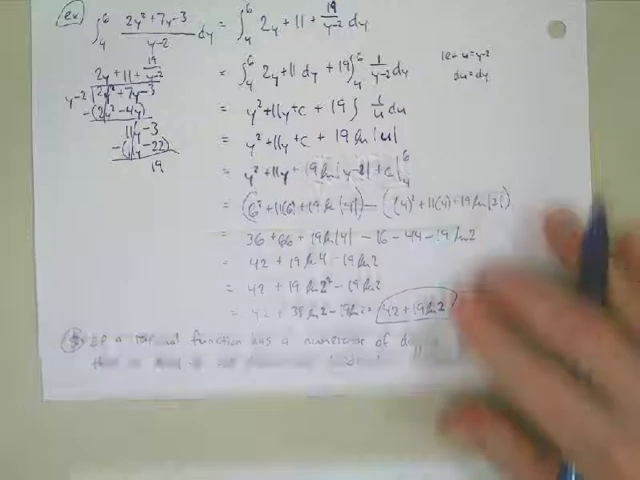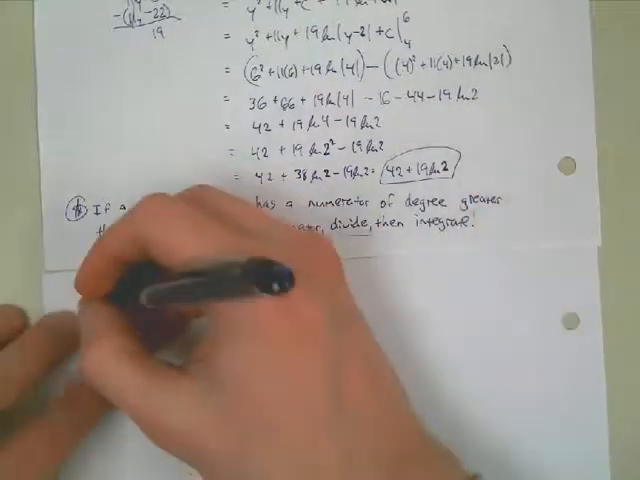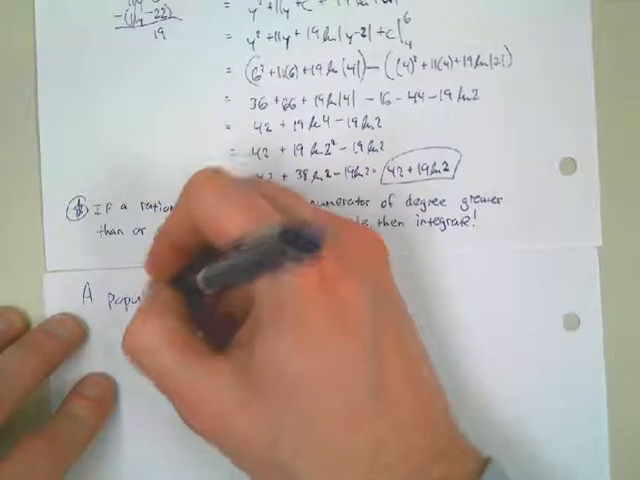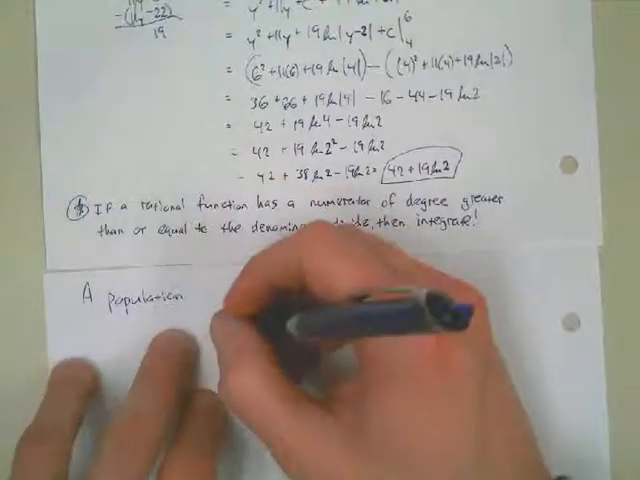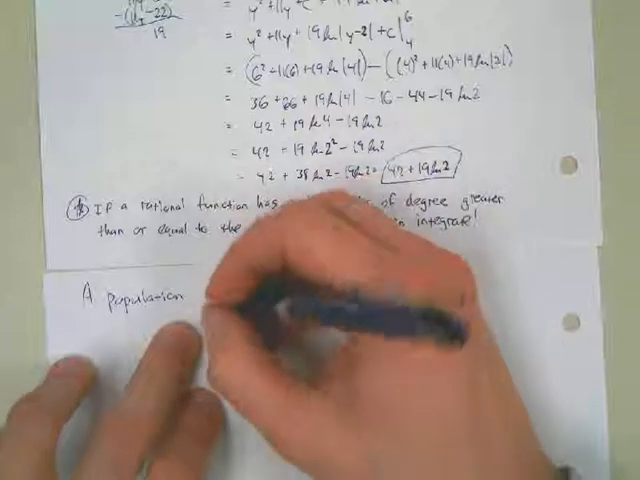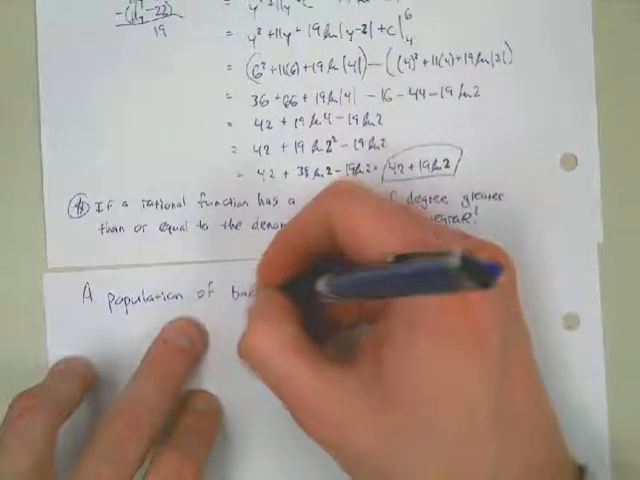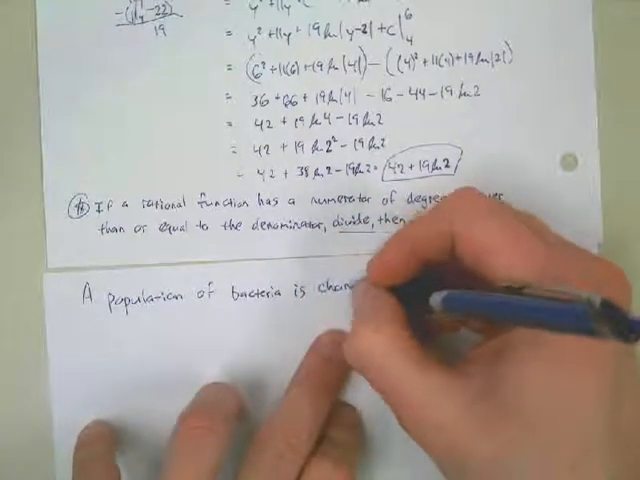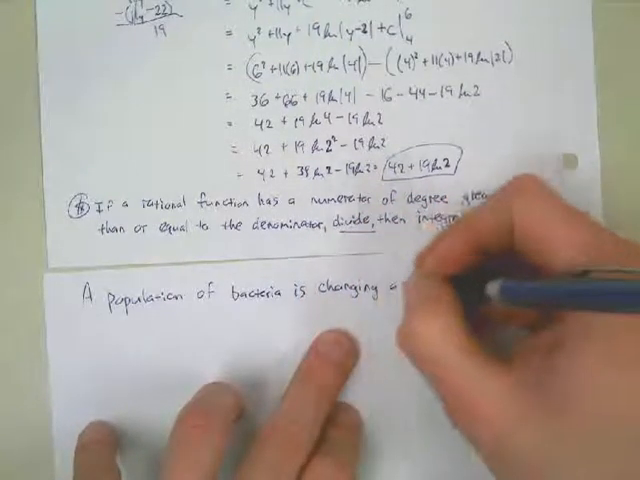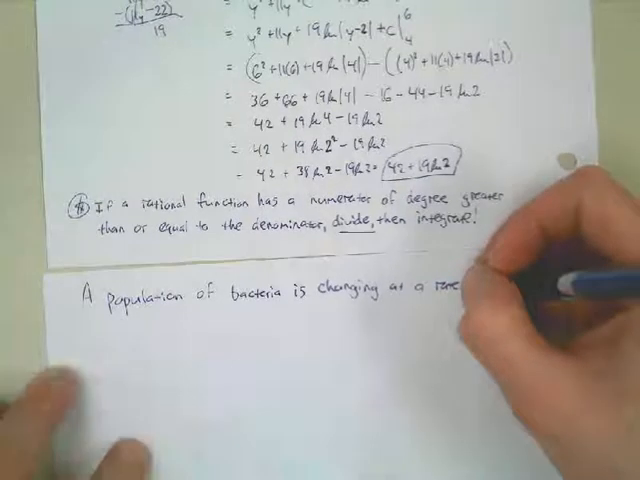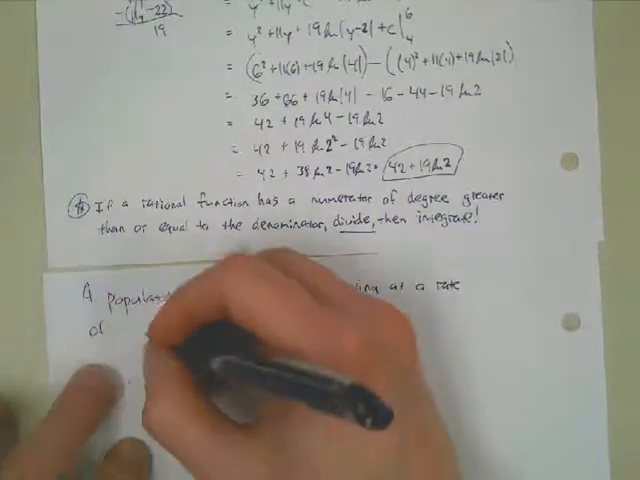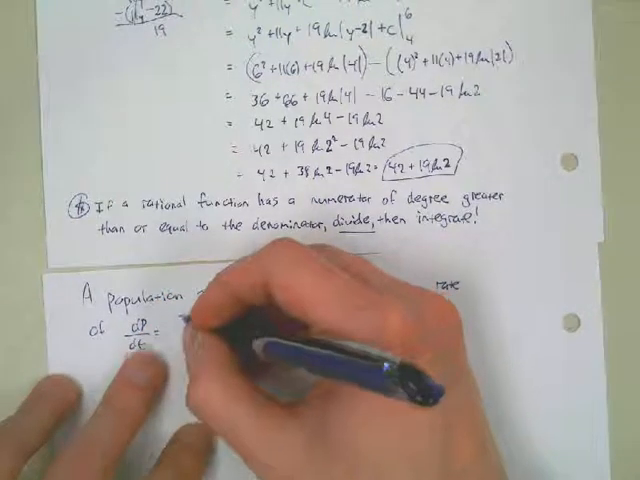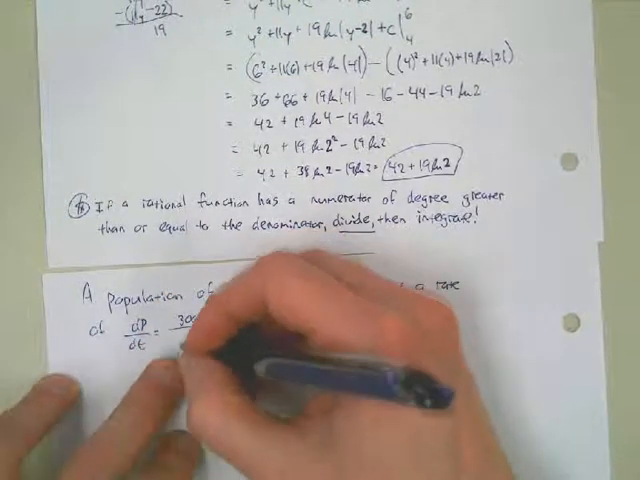Okay? All right, I got one more here for you to do, and then we're going to get into inverse trig. And this one is still in the same vein of things, but it's not what we just did. Anyway. A population of bacteria is changing at a rate of dP over dt equals 3000 over 1 plus 0.25t.